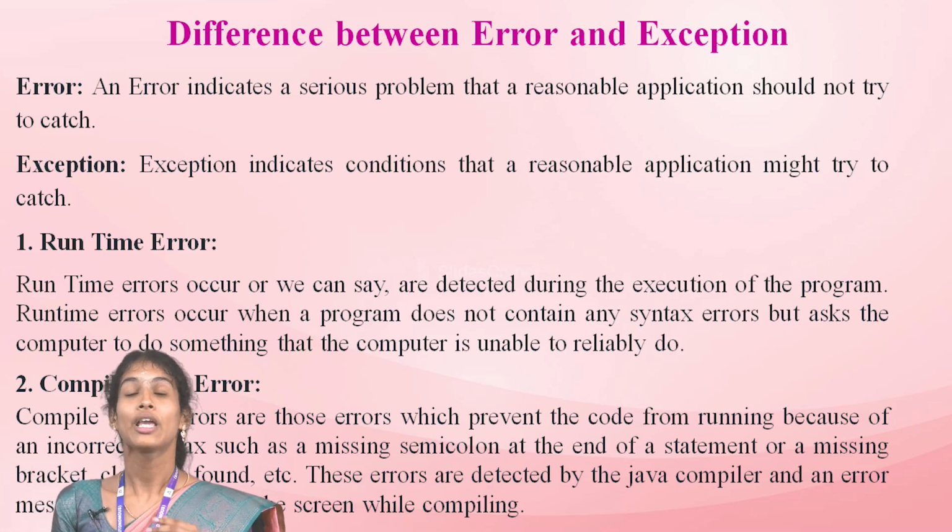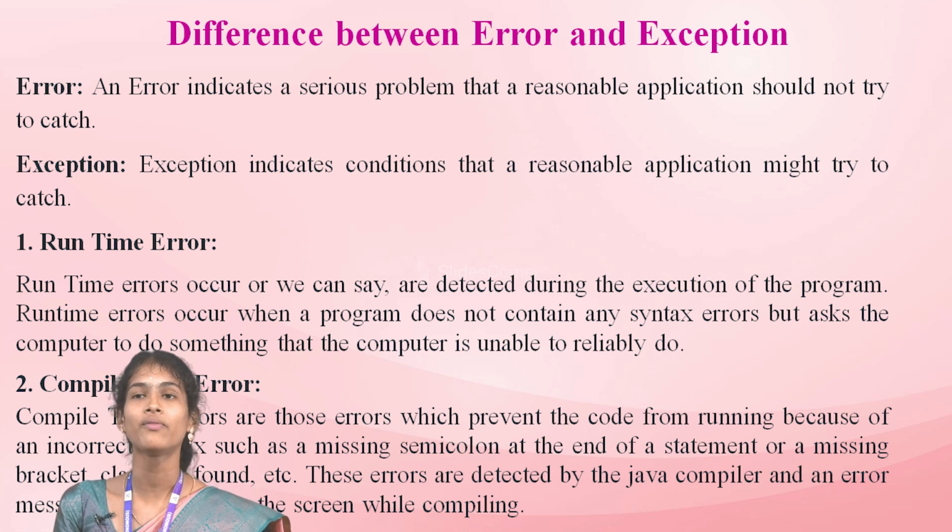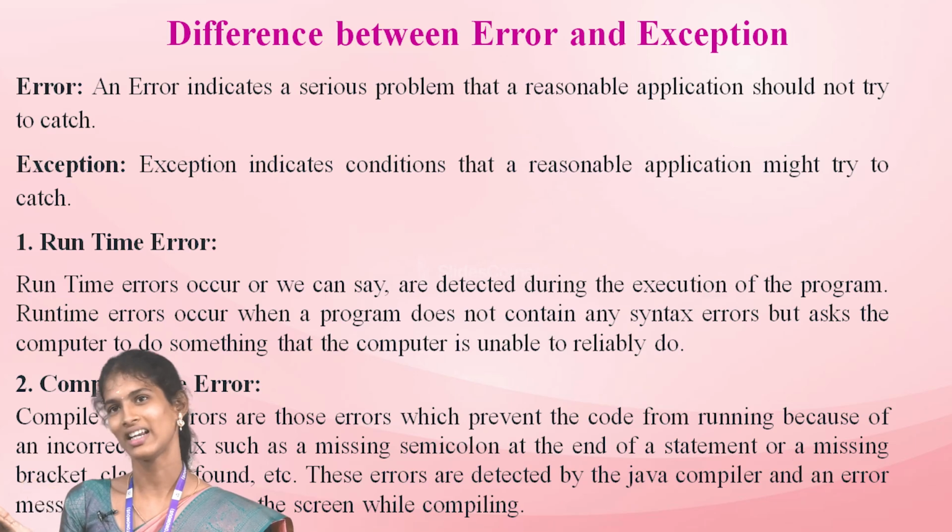For example, if a programmer accidentally added two variables when they needed to be divided, then the program will not give an error and will execute successfully, but with an incorrect result.